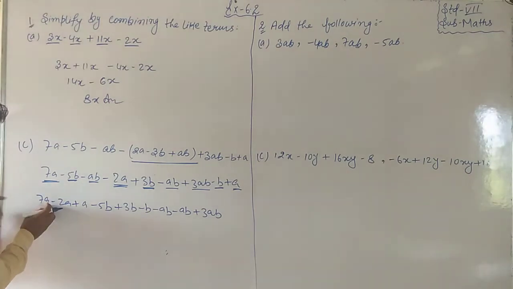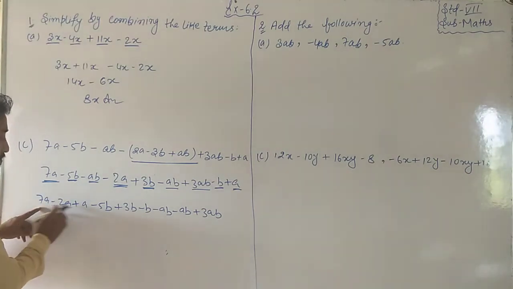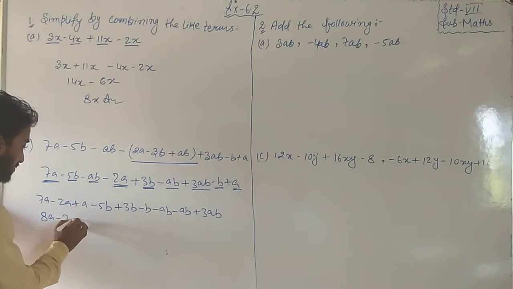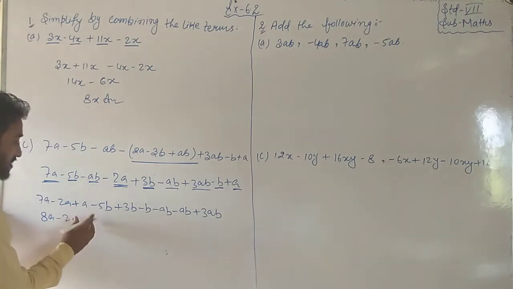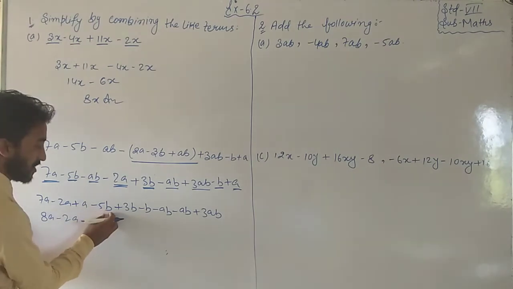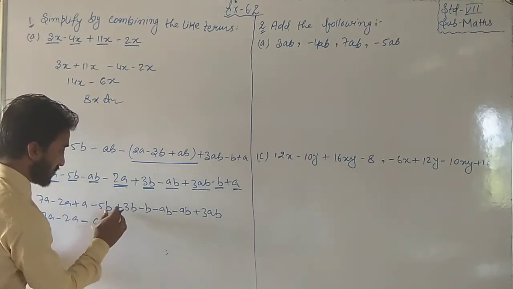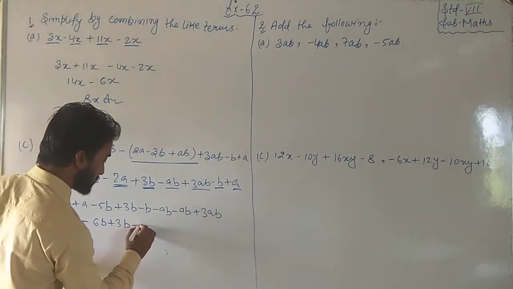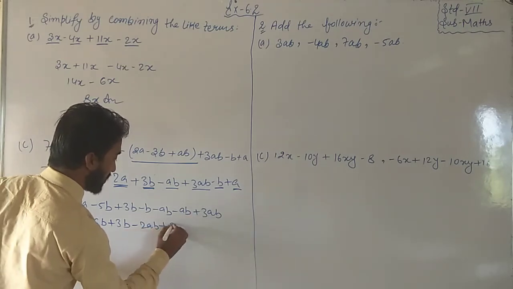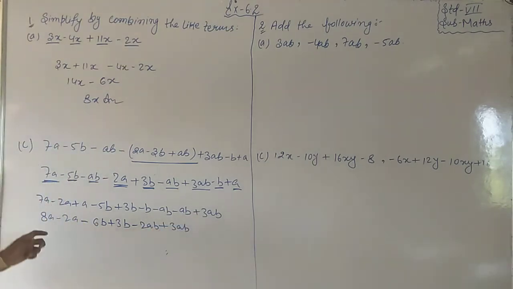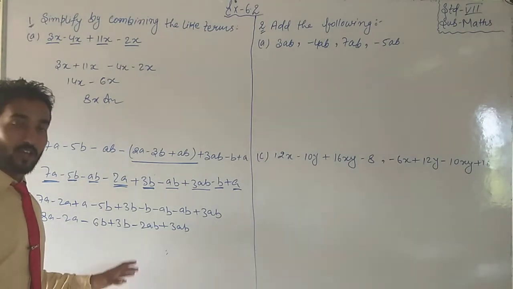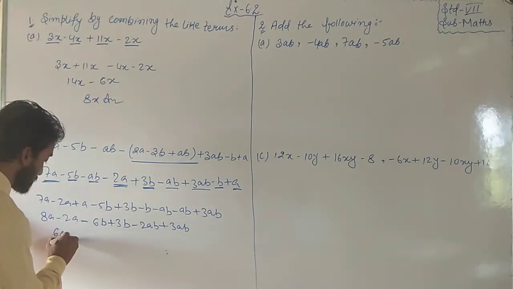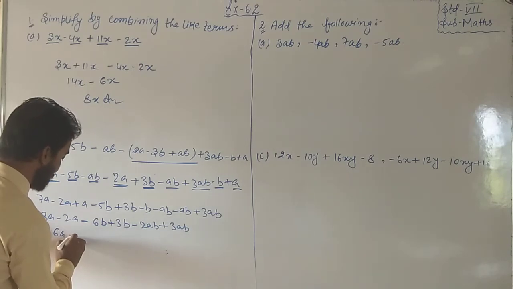See, 7a minus 2a plus a: 7a plus a is 8a, minus 2a. Minus 5b minus b is minus 6b plus 3b; minus ab minus ab is minus 2ab plus 3ab. Already it was said that same signs give a positive, but the sign stays as it is. So 8a minus 2a, what will the result be? 6a, minus 6b plus 3b, minus 3b.